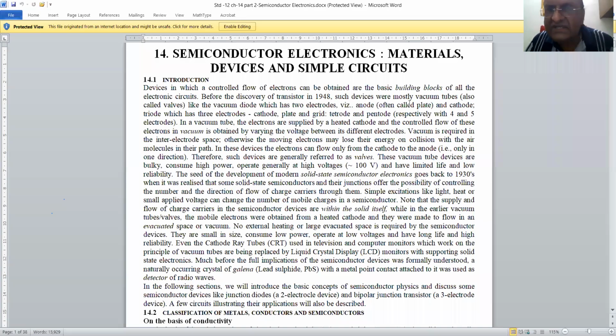Now, chapter number 14, semiconductor electronics: materials, devices, and simple circuits. The building block of electronics, or any type of electronic circuit, is the flow of electrons. Initially, when scientists studied the current-voltage relationship in metals, within a certain range of temperature, it was linear.